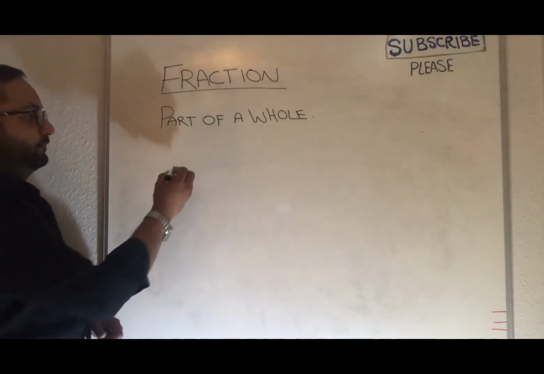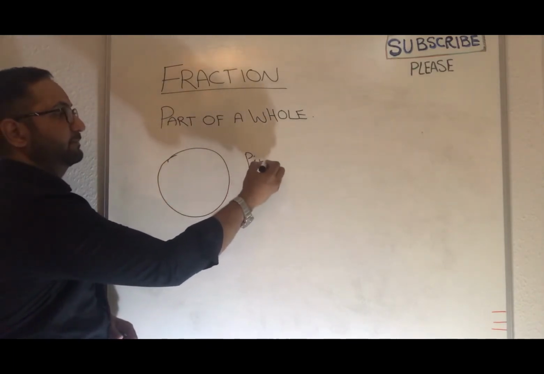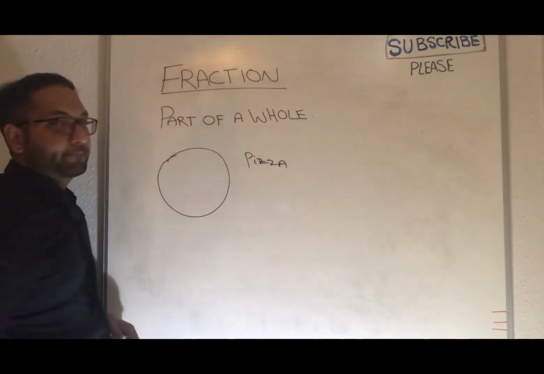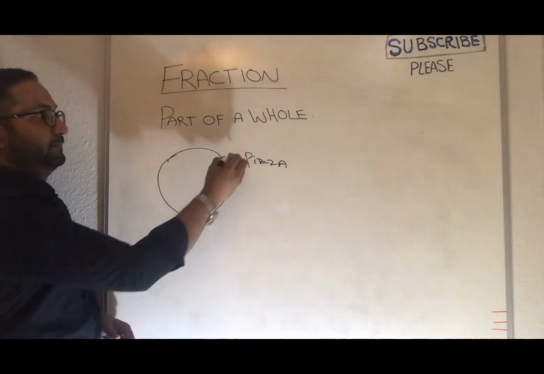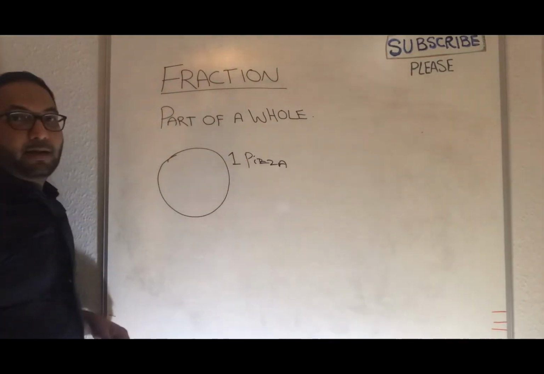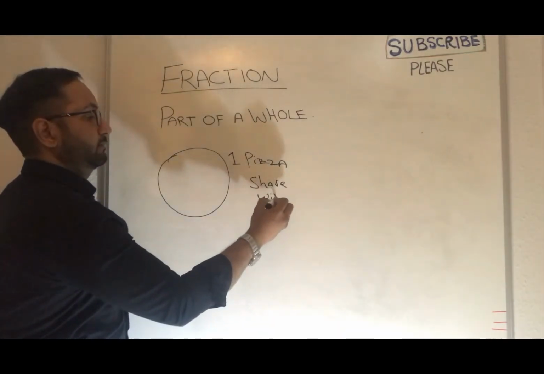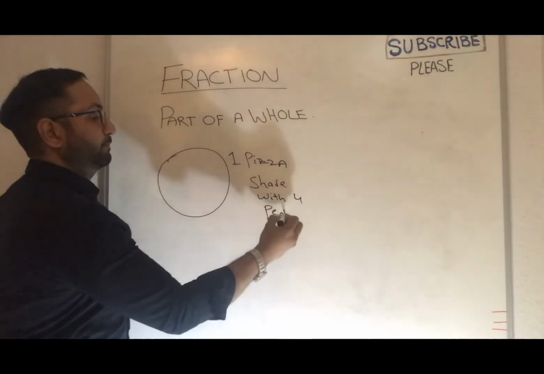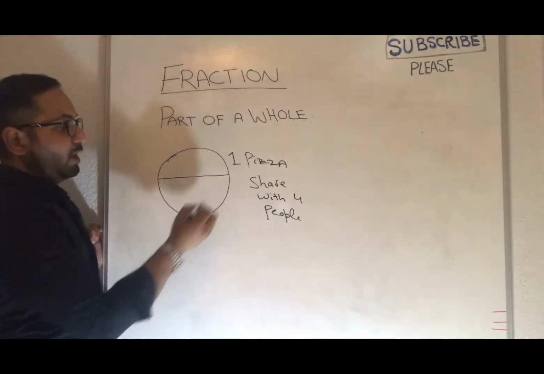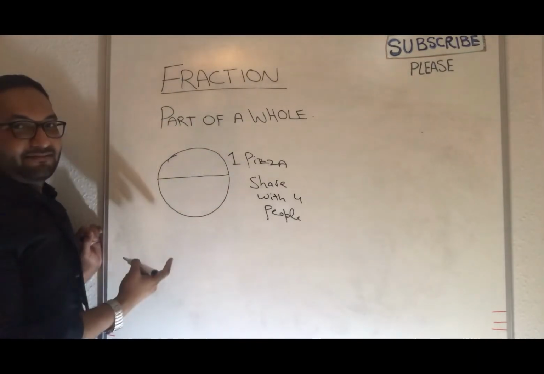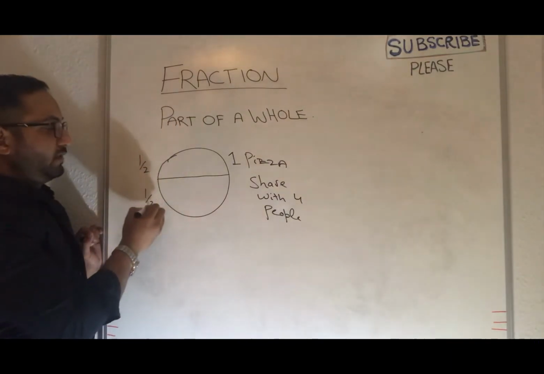An example I give you: just like this is a pizza, and we can divide it because we have a whole. This is one pizza, and we need to share it with 4 people. So we need to cut it in half. How many equal parts does it have? It has 2 equal parts. This is a half part and this is also a half part.